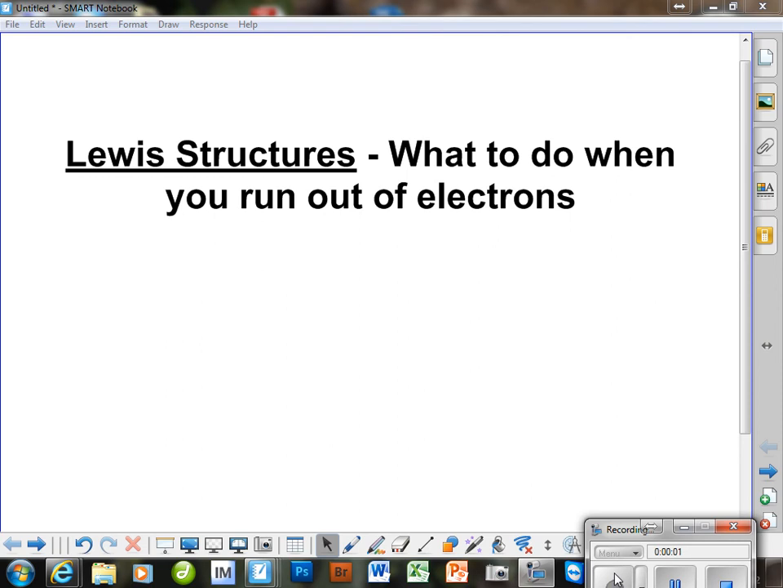So far we have only dealt with simple molecules that can be figured out with my first 3 videos on Lewis structures for covalent molecules. Well, we got a problem that we haven't solved yet, and that is what happens when we run out of electrons and we don't have enough to give all of the atoms 8 electrons. That's what we're about to find out.